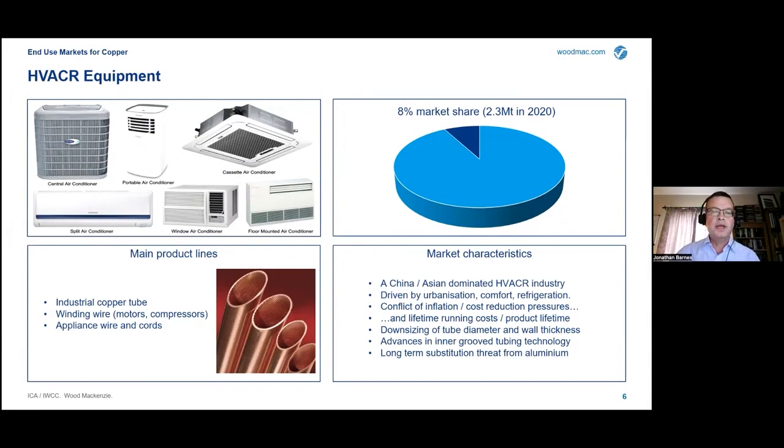In the long term, there is a substitution threat from aluminium that can mimic copper's properties in this area. But of course, the price of aluminium has been going up too. There's some advantages to aluminium, but also some drawbacks. It's not a simple story.